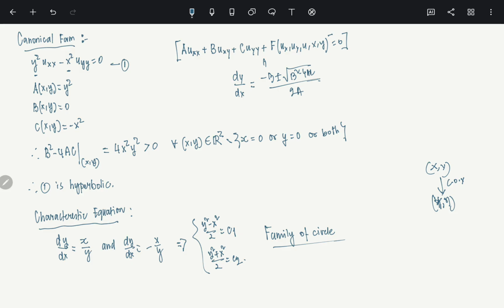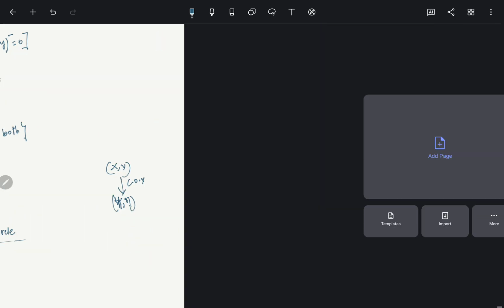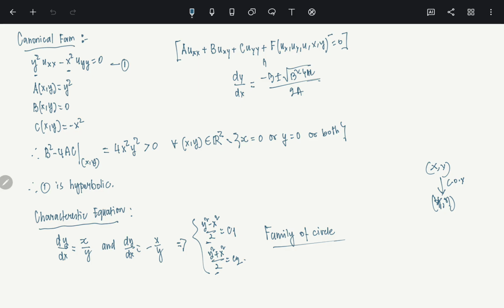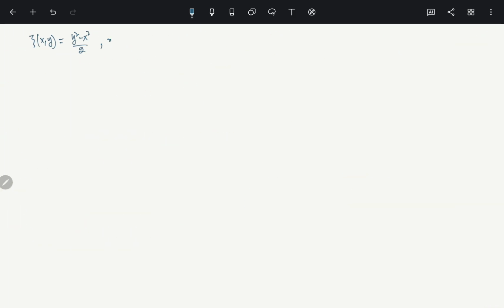Now, if we have to do something like this, once again, we need to find out what xi and eta are. How do you find them? You find xi and eta using the characteristics, right? So if we choose xi this and eta this, then we are done essentially. So we will choose xi of x comma y as y square minus x square by 2, the first one. And the second one is y square plus x square by 2, and eta of x, y we can choose to be y square plus x square by 2.